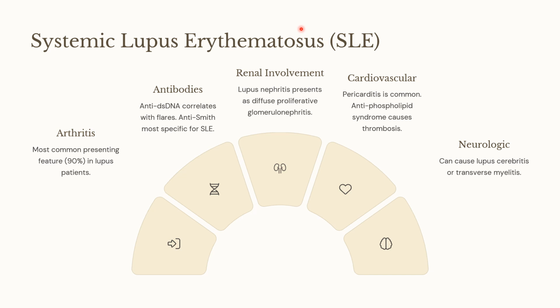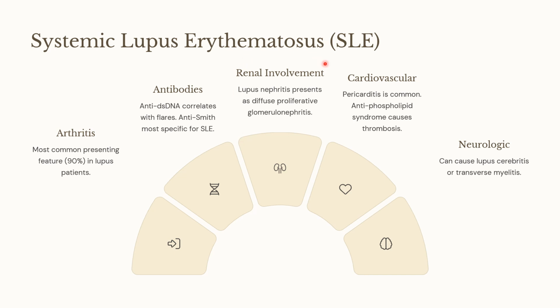SLE is an important topic which is sometimes confusing, but there are only a few important points which you should know for sure. The first one is arthritis. Arthritis is the most common presenting feature in lupus patients. So this is how most SLE patients will present. The second one, which is really confusing, is about the antibodies. It is important to know that anti-dsDNA will correlate with the flare, whereas anti-Smith is the one which is most specific for SLE.